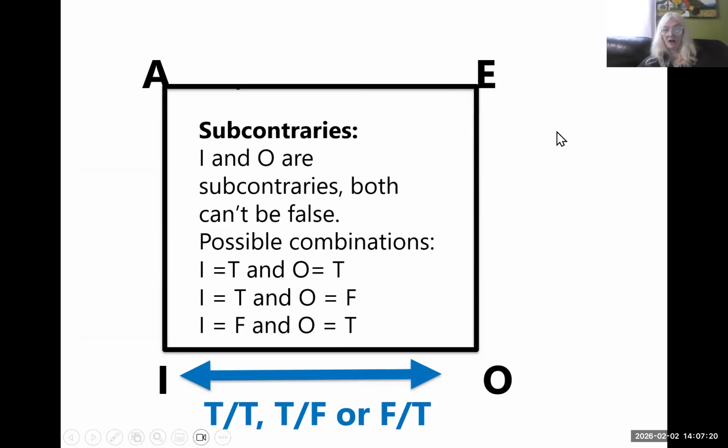Now we have subcontraries. This is our last in our traditional square. These are the relation between our I and our O sentences. This is truth, right? Truth sinks. These can both be true. "Some men are not bearded" and "some men are bearded" can both be true at the same time. One could be true while the other is false, or one could be false while the other is true. Okay, and those are the possible combinations of our subcontraries.